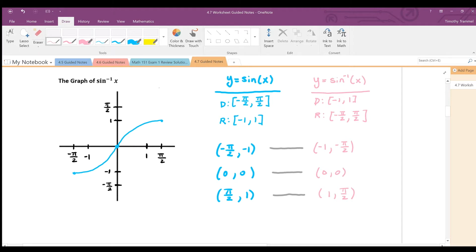Okay. So we have 0, 0 still. And then we have minus 1, comma, minus pi over 2. So that's down here. And then we have 1, comma, pi over 2, which is up here. Okay. And there's one last thing that we need to know about inverse functions before we can finish this off, at least finish this quickly.